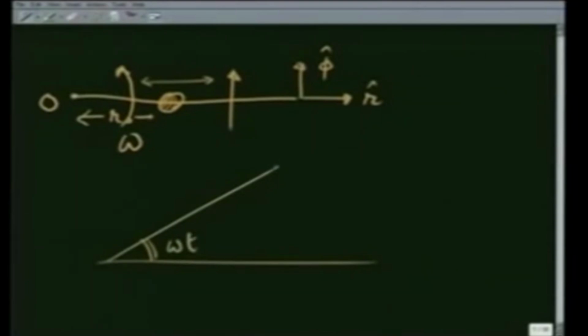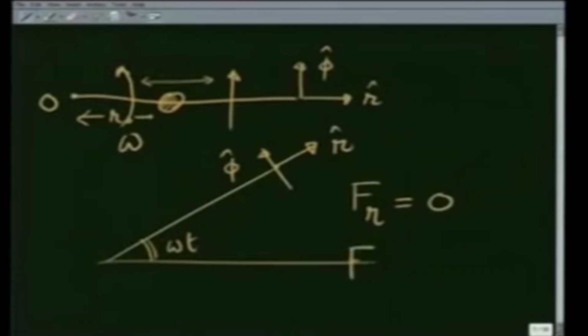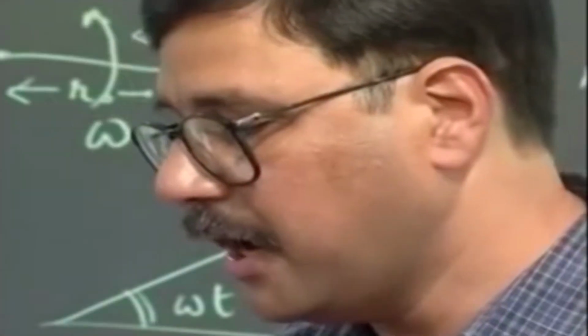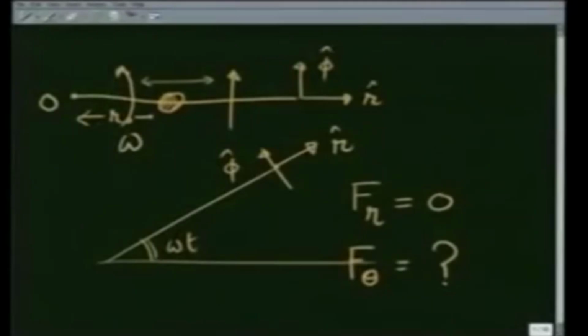In general, if the wire is making some angle omega t from its initial position, this is going to be the r direction and this is going to be the phi direction. The force in the radial direction is 0, therefore the component of force in the radial direction I write as 0, and the component of force in the phi direction I do not know, but it is non-zero and I wish to calculate this.